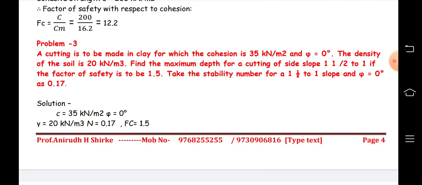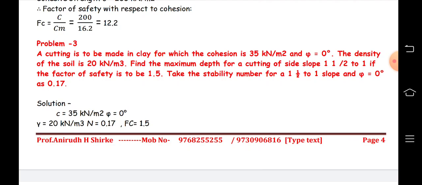So here, first of all, write down what is given. A clay soil is given. The slope is made up in a clay strata, okay. As the soil is clay, there is no internal friction, that is phi equal to 0. So the value of C is 35 kilonewton per meter square. Density of the soil, that is gamma, equal to 20 kilonewton per meter cube.